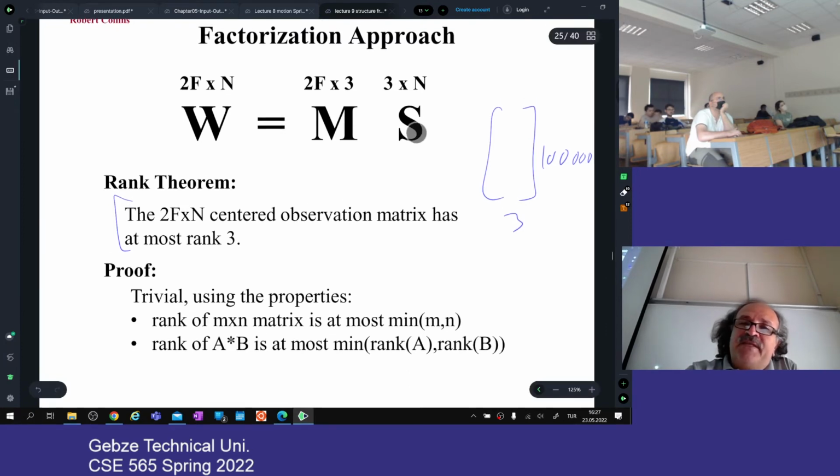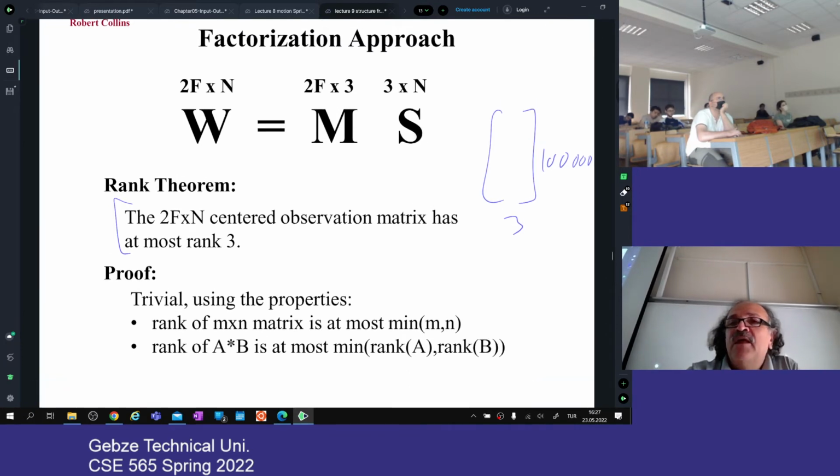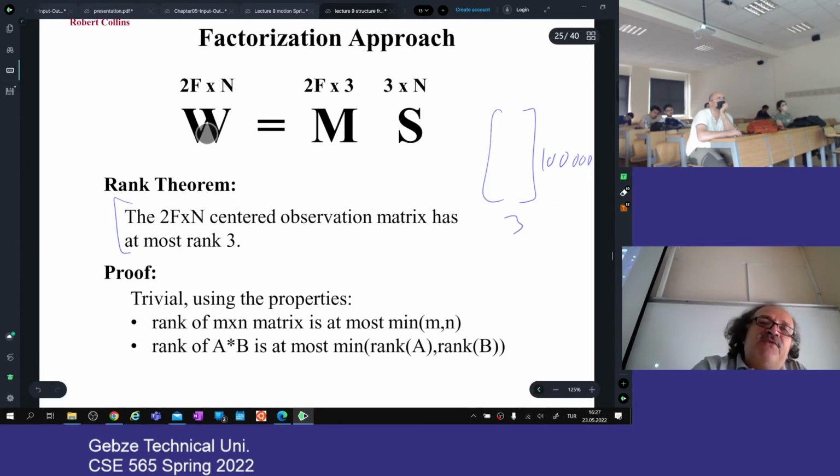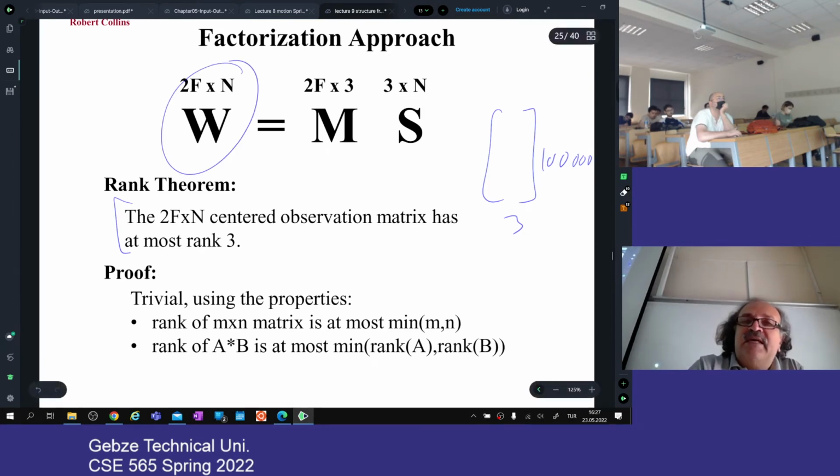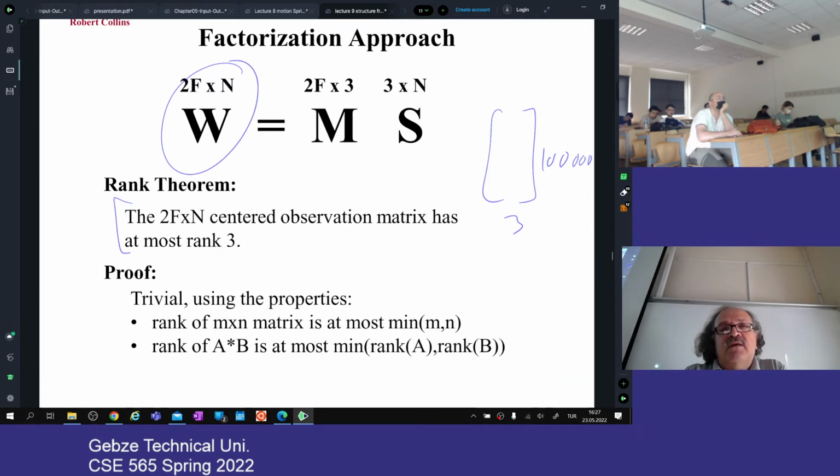What is the rank of this S? It is at most 3. If you are multiplying two matrices with a rank of 3, the rank of this W cannot be larger than 3. So that's why we say that the rank of this matrix is just 3. It could be at most 3.